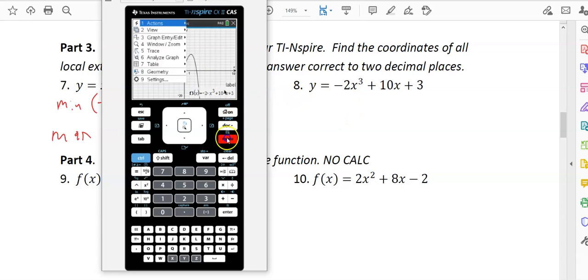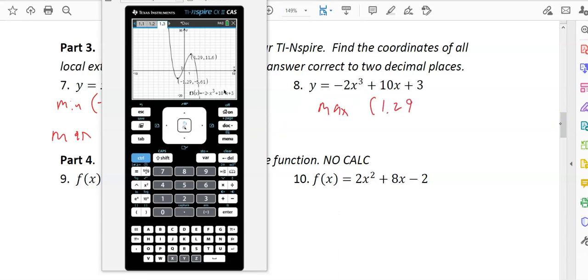So this time I go menu 5.1. Oops, I guess I'll do that. Maximum is right there. Minimum's right there. This is a really easy scale, right? So max at 1.29, comma 11.6, and min at negative 1.29. That's interesting. 0.29, comma negative 5.61.